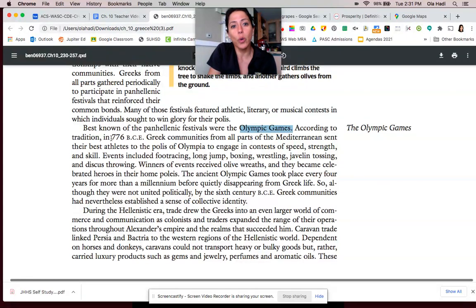So according to tradition, every 4 years, starting in 776, for about 1,000 years or a millennium, people from all the different Greek communities would send their best athletes to compete in different kinds of events. And obviously the winners would bring glory to their specific city. And this was also a way of bringing all the Greeks together. So it was a way of unifying themselves culturally, even though they were not united politically. Give them a sense of collective identity. Think of that as an effect.